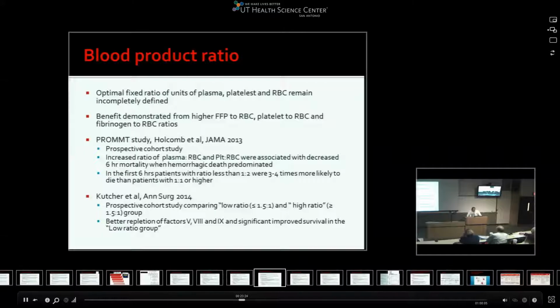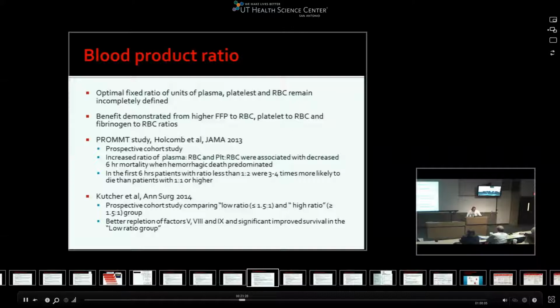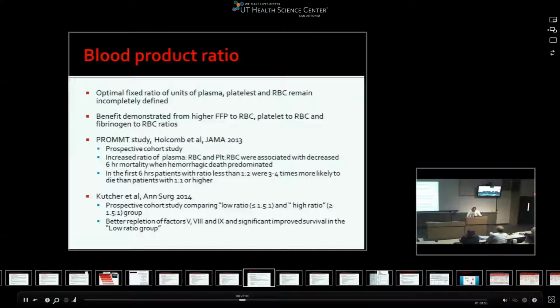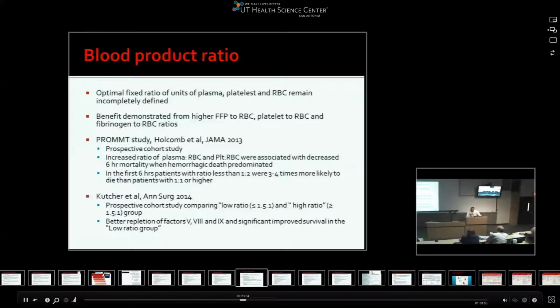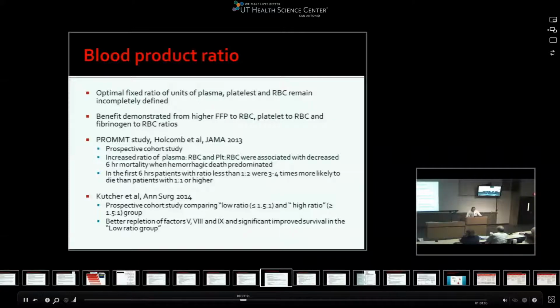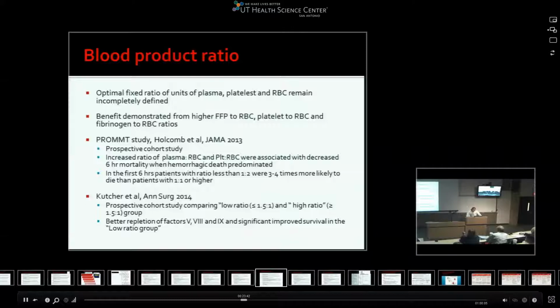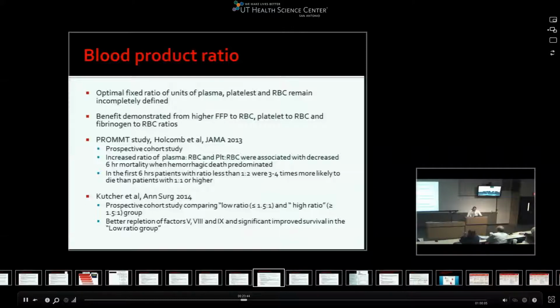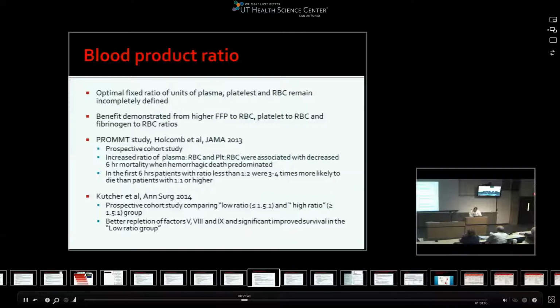The PROPPR study from Holcomb et al., published in JAMA in 2013, was a prospective study looking at this. They found that increased ratios of plasma to RBCs and platelets to RBCs were associated with decreased 6-hour mortality when hemorrhagic death was predominant. In the first 6 hours, patients with a ratio less than 1 to 2 were 3 to 4 times more likely to die than patients with a 1 to 1 or higher ratio.